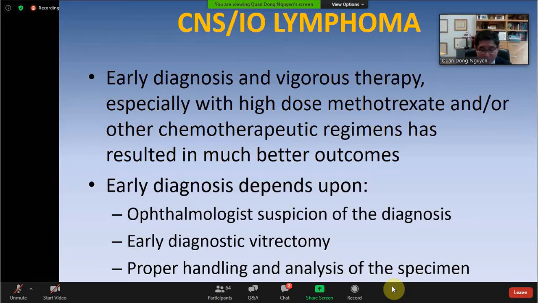The principle of management that Dr. Foster will mention in the next lecture will emphasize to you is that when in doubt, do a biopsy. You don't want to leave an eye that keeps having recurrent or persistent inflammation. And then if you're going to do a biopsy of anything, make sure you have proper handling and analysis of the specimen to help us.